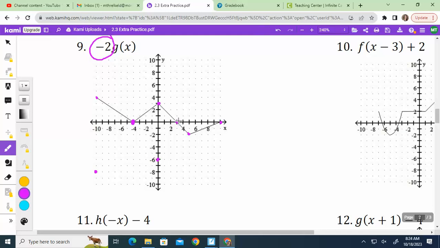3, 0 would stay. Here my y is -2. -2 times -2 is +6. This is 0, so it stays. So if we draw our graph now, just connecting our dots, if you can draw straight lines. I do better when I'm not on this.